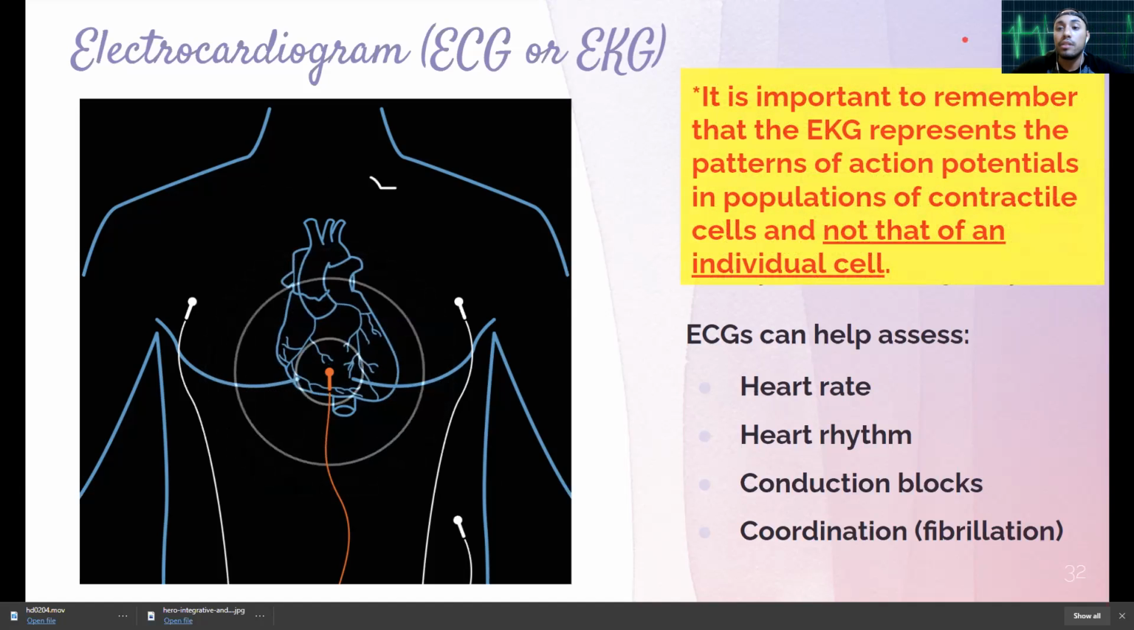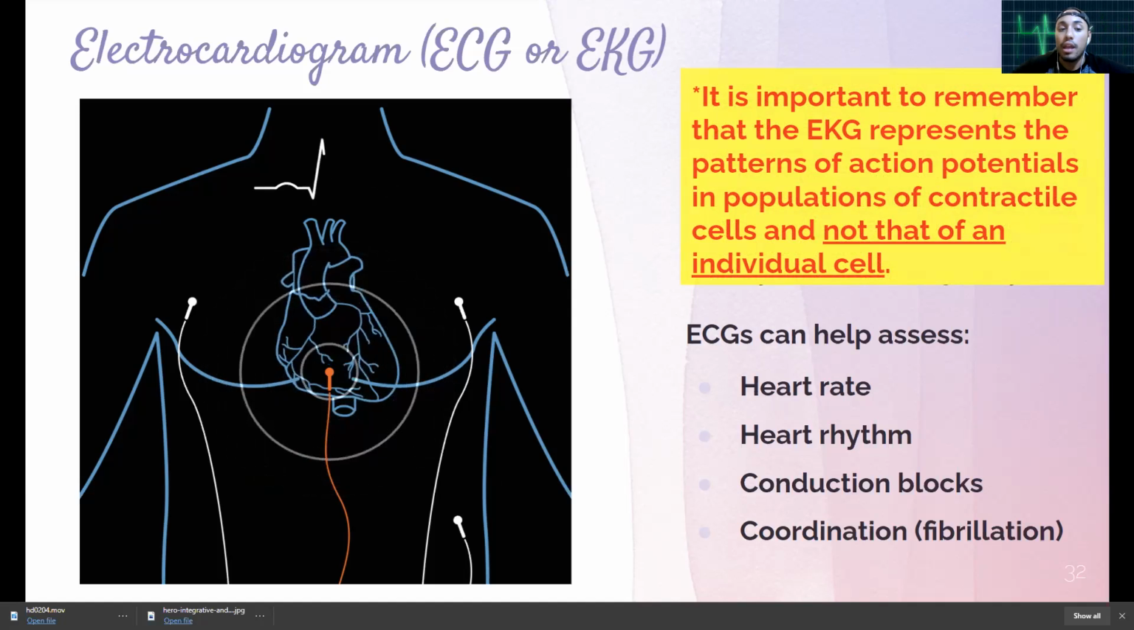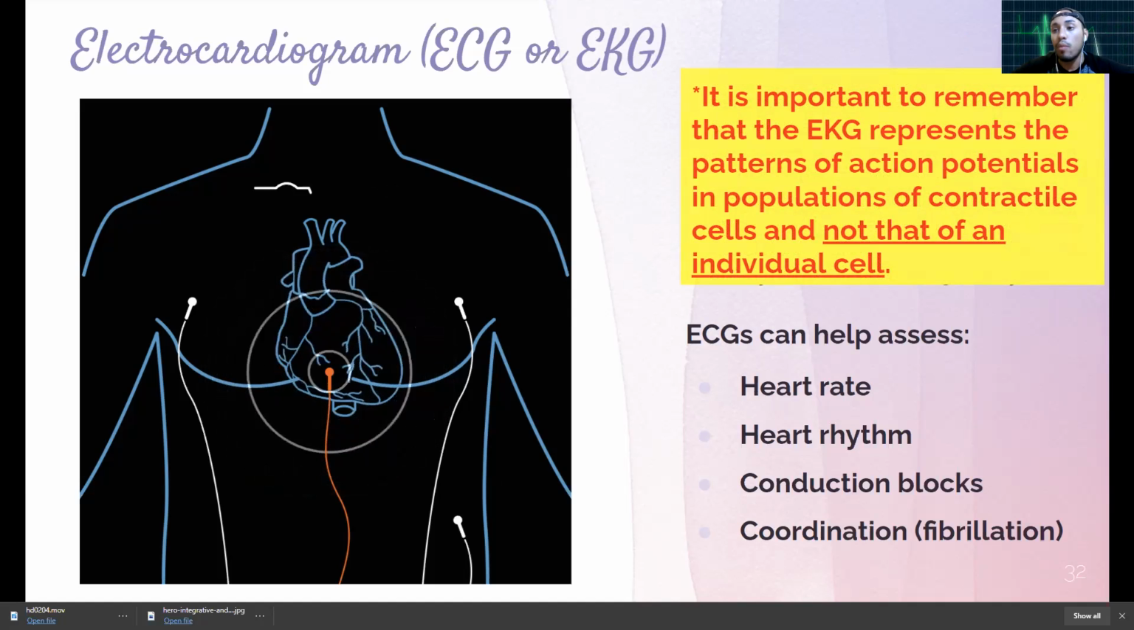Okay, this is key to understanding how the EKG works. It's not picking up individual cells, the actual potentials of individual cells. It's picking up the whole population of cells in that general region of the heart. So know that the P wave would be atrial depolarization. That's the general area. It's not a specific cell in that area.